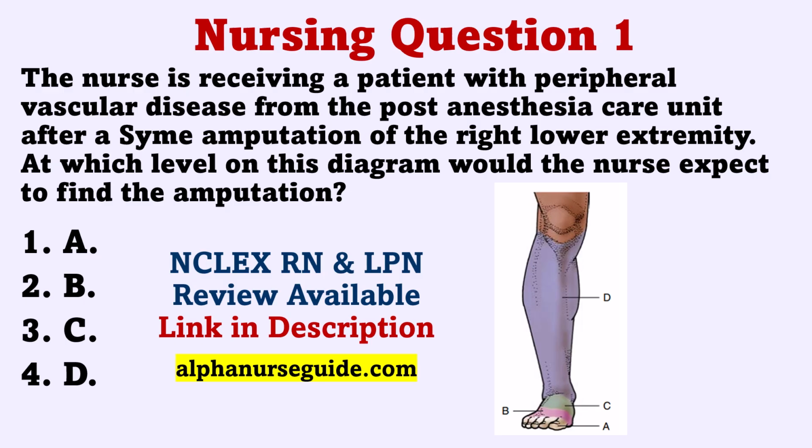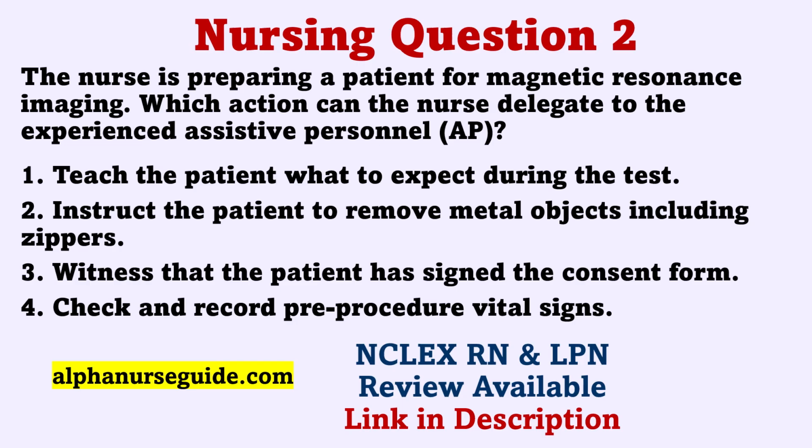The correct answer is 3, C. Rationale. When a patient has a Syme amputation, most of the foot is removed but the ankle remains. Advantages of this surgery over below the knee include that the patient can still be weight-bearing and that there is less pain.